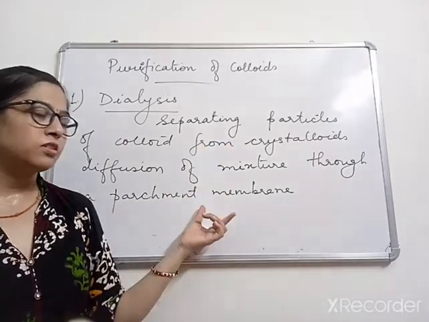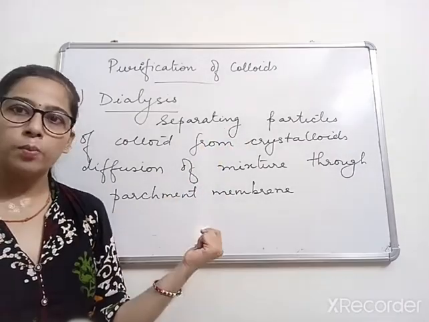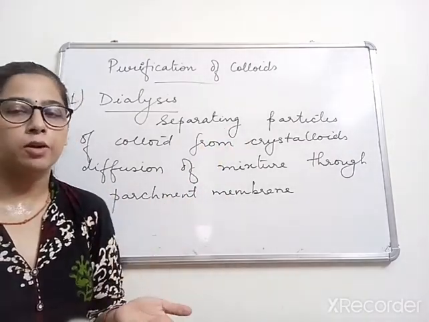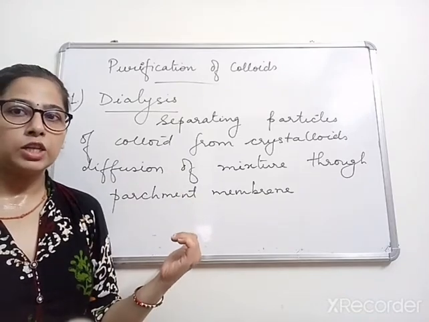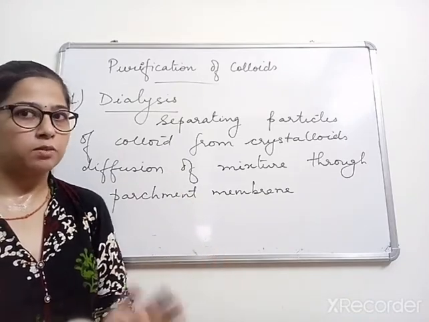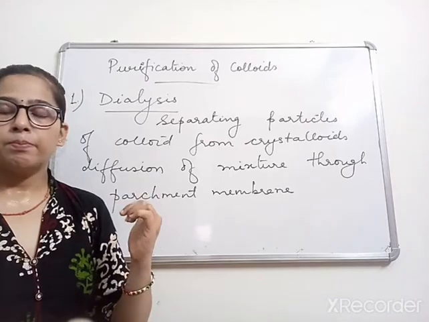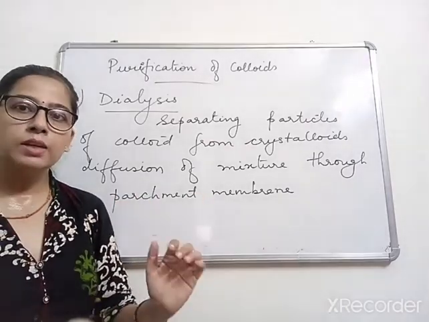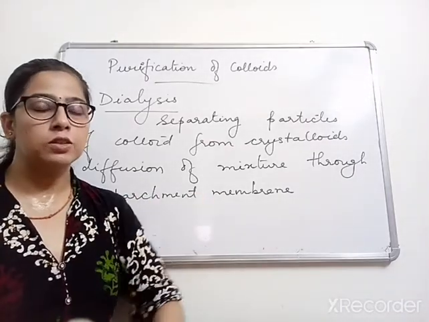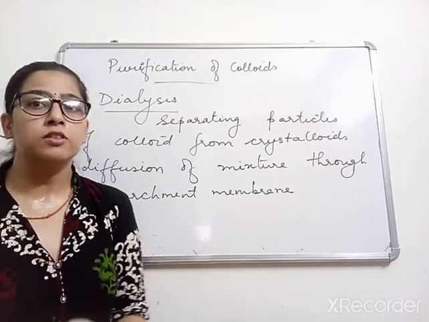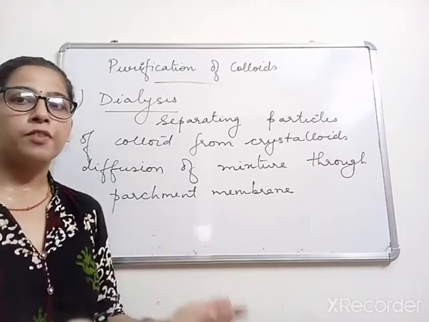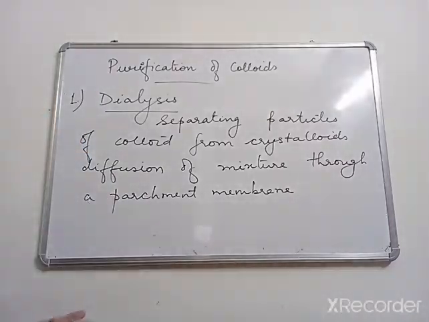Normally this process without potential difference is a slow process. So to increase the speed of the process, we apply electric potential, and that's called electrodialysis. The principle is the same. The basic rule is the same. The only thing is we are giving electric potential so that the speed of the purification process increases, and that's called electrodialysis.